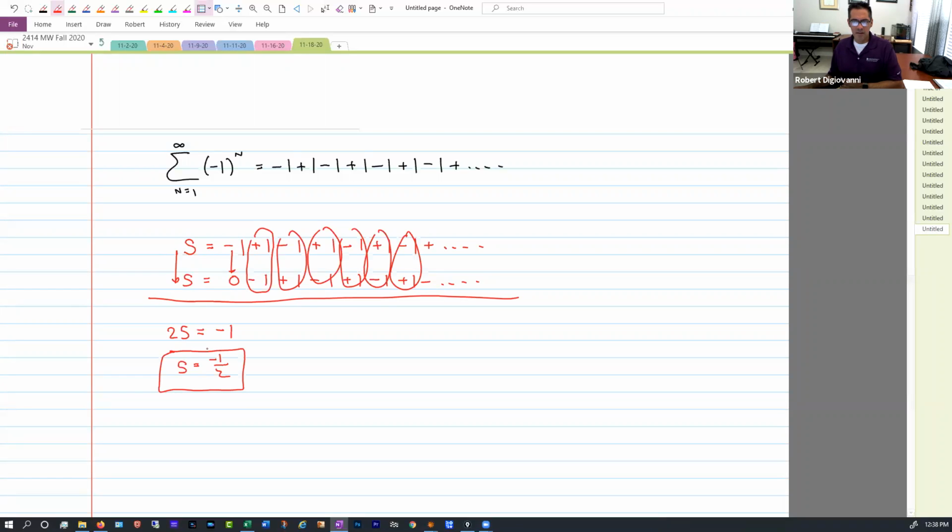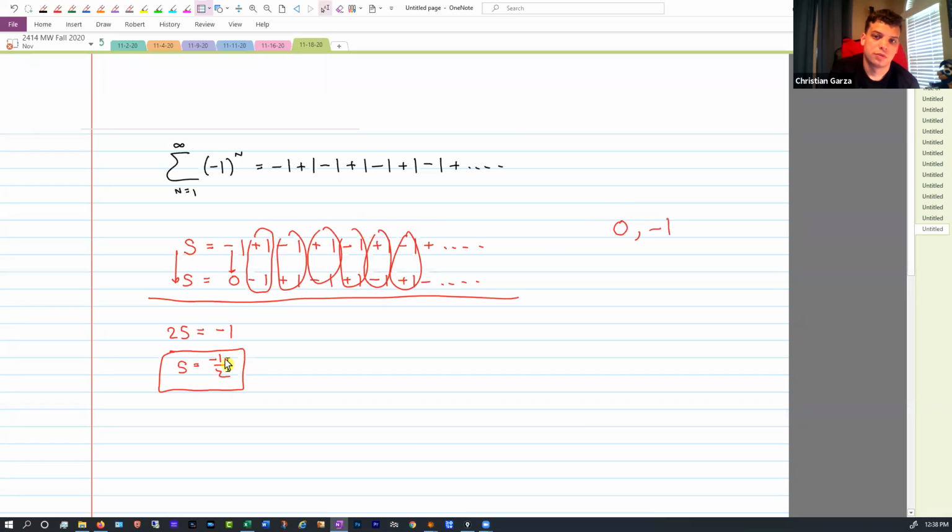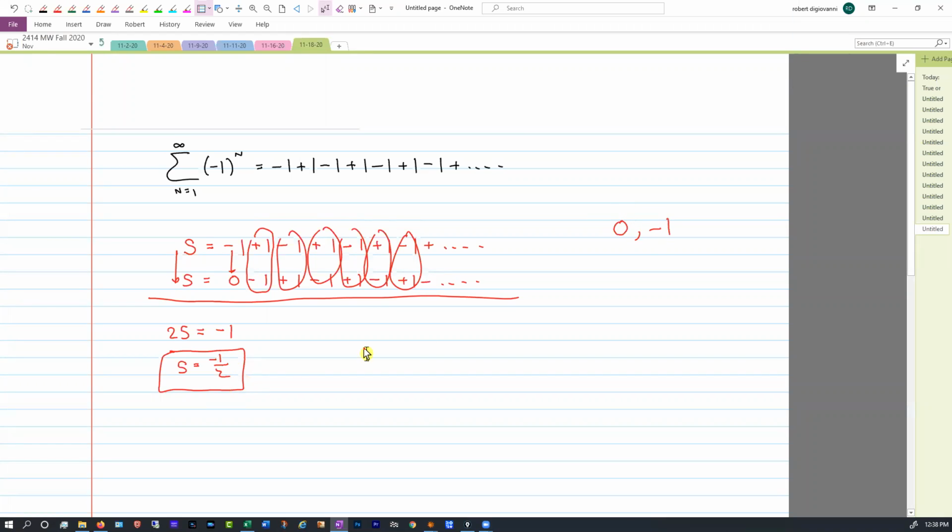Does that number make sense though? Because when Christian said it's going to two different numbers, what were the two numbers that it was going to? 0 and -1. What does this answer appear to be headed towards? -1/2. Right in the middle of those two, right? So the answer does seem somewhat logical, doesn't it? Yeah, it somewhat does logical. Okay.